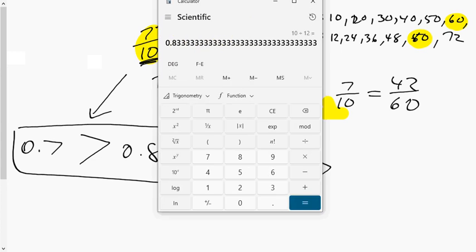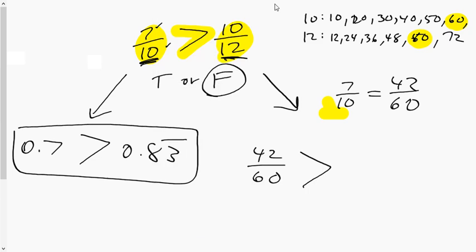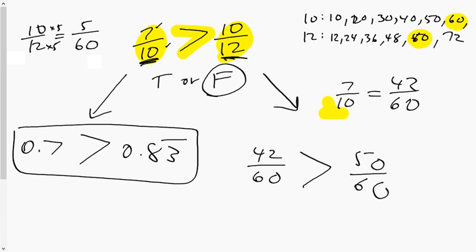So 7/10 and 42/60 are the same number, right? And I know that because if I took 42 and divided it by 60 and changed it to a decimal, that should be 0.7, right? Which it is. So they are equivalent fractions. And then the same thing with 10/12. If I change it to an equivalent fraction over 60, my equivalent fraction would have been 50/60. So if you ask the question, is 42/60 greater than 50/60? The answer is no.